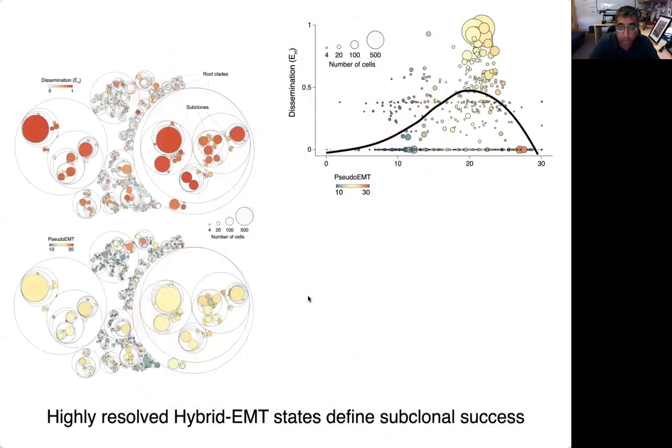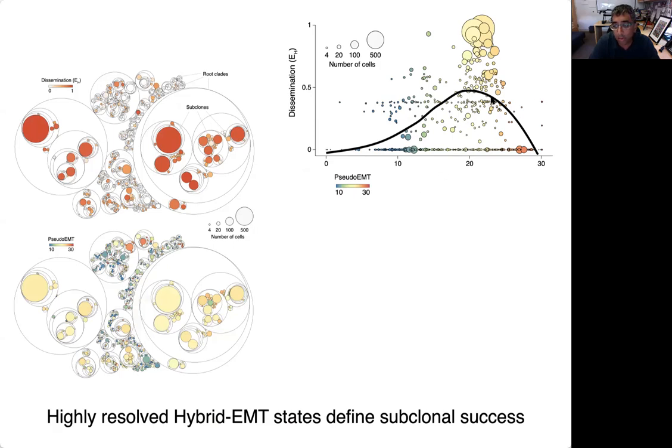And so we can look at this a different way, just to summarize that information. On the top right, we've got the pseudo EMT score going from left to right, and on the y-axis, we've plotted the dissemination score of different subclones and sub-subclones. And what you see clearly there, which you can also see on the left in a more anecdotal way, is that the dissemination, the success of clones, peaks for those with intermediate pseudo EMT scores, right?